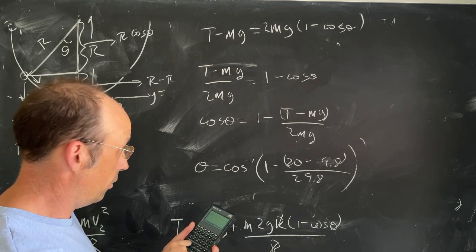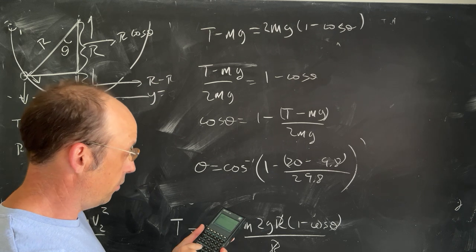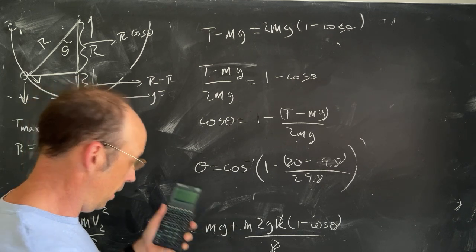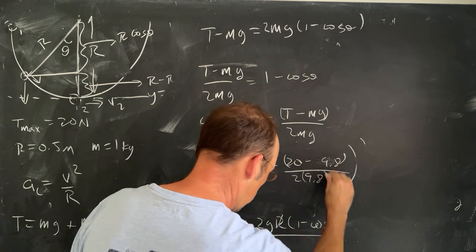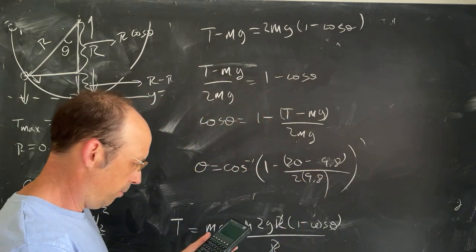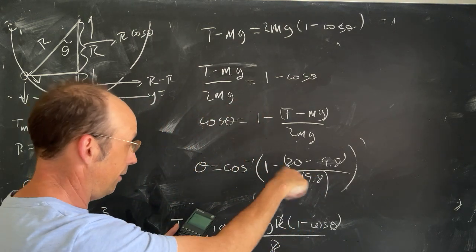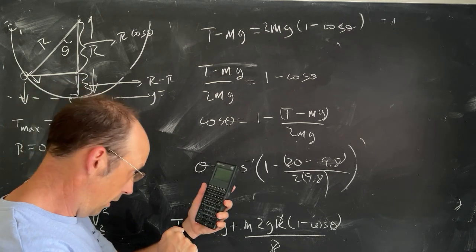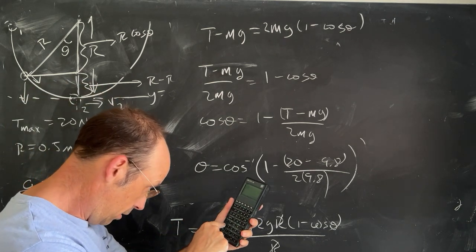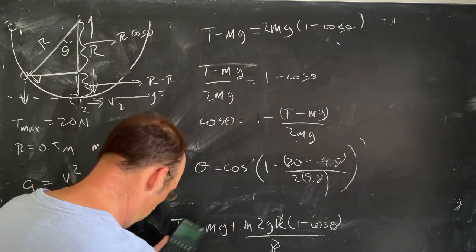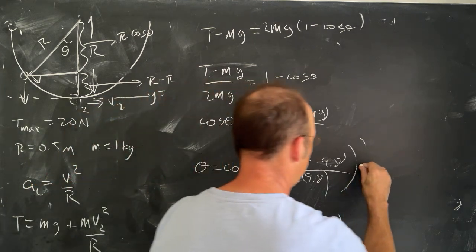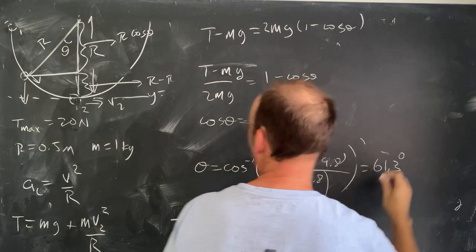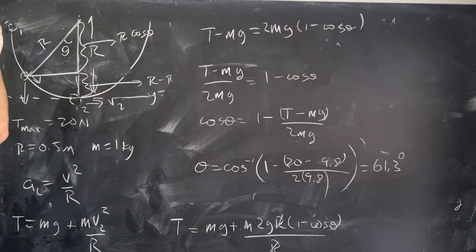So 1, enter. 20, enter. 9.8 minus 2 divided by 9.8 divided by, now that's that whole number, and then I'm going to subtract that from 1, and then I'm going to take the inverse cosine. I get 61.3 degrees. So I can pull it back to an angle of 61.3 degrees.